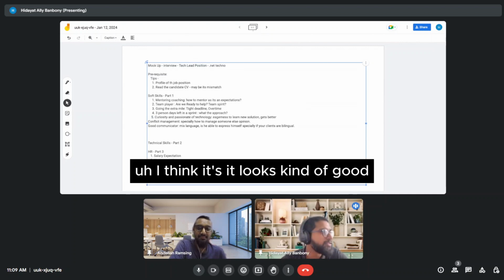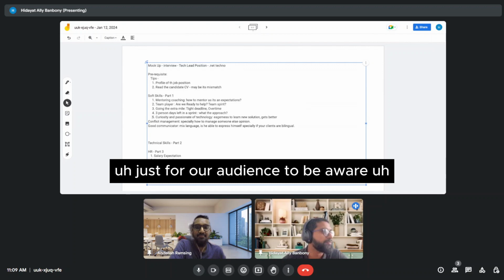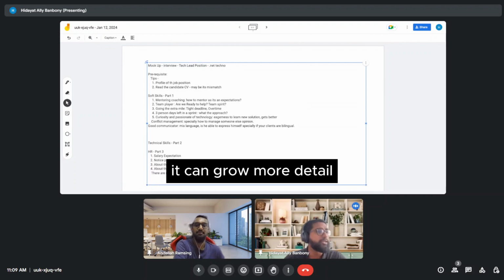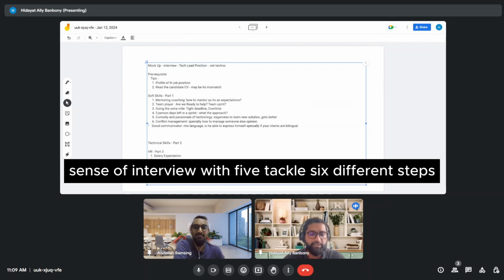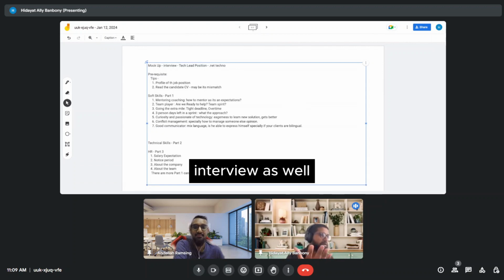Okay, I think it looks kind of good. Thank you for this first phase. Just for our audience to be aware, these are just a few questions. Definitely, it can go more intense and more detailed. We are trying to illustrate a basic sense of an interview. We've tried to tackle six different steps, and this can be reflective of your HR interview as well.